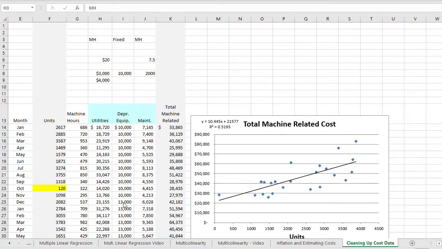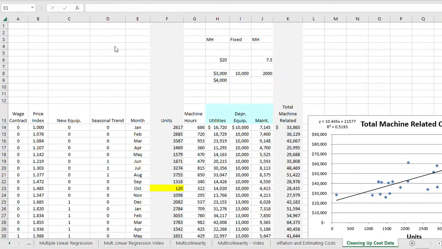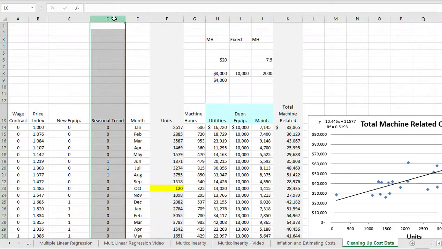In addition, we'll see how a shift in a cost, our depreciation expense moving from $10,000 a month to $13,000 a month, can put noise into our cost data and make it more difficult for us to estimate a cost relationship without cleaning up our costs. We'll also explain in the video how I've incorporated a seasonal trend in our data.